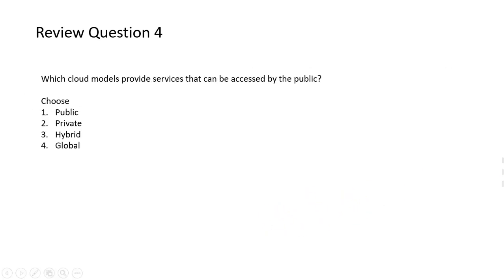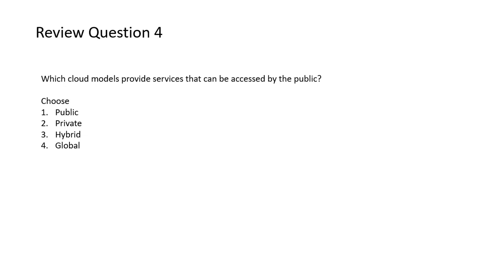So this question says, which cloud models provide services that can be accessed by the public? We have to choose two amongst the four options. So your options are public, private, hybrid, and global. So the correct answer is public and hybrid. So public and hybrid cloud models use services that can be accessed by the public.